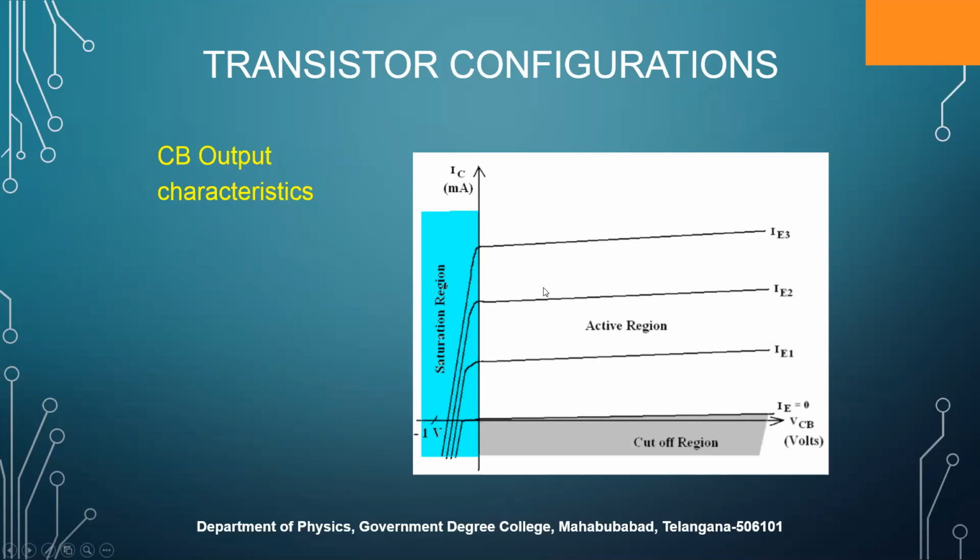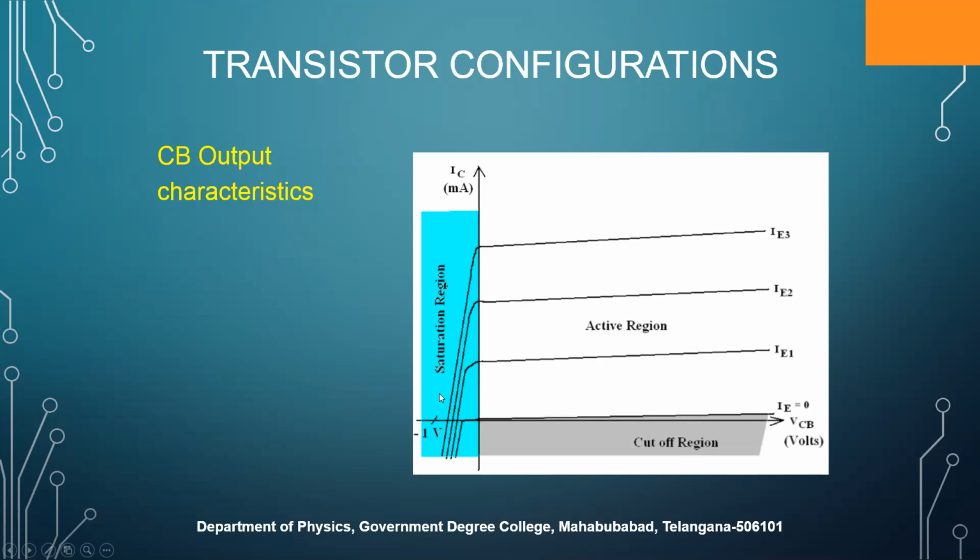Here, three regions have been highlighted. Just observe. This blue portion is saturation region. This brown or gray portion is cutoff region, and this is the active region. So the transistor has to work in this region only. Then only the transistor will be in operation. Otherwise, in cutoff region or saturation region, the transistor acts as a switch. That means if you apply some voltage, it goes to one state, it doesn't come back. That is called a switch.